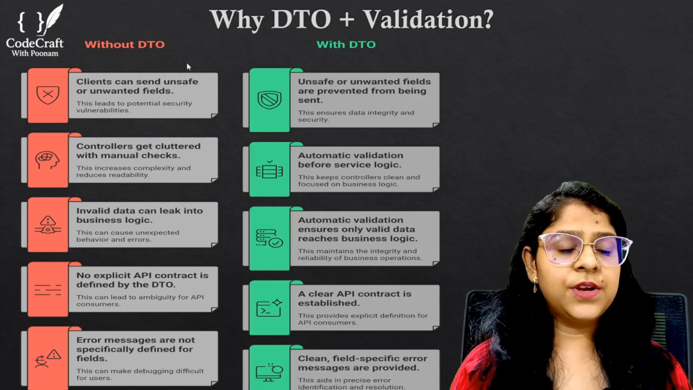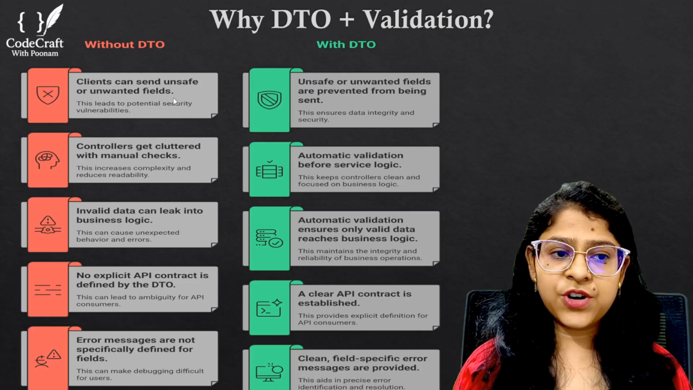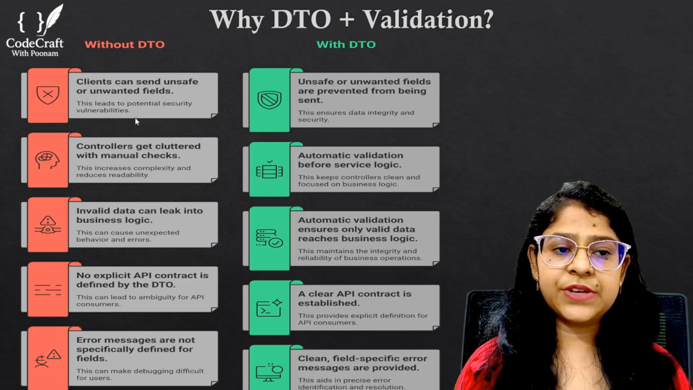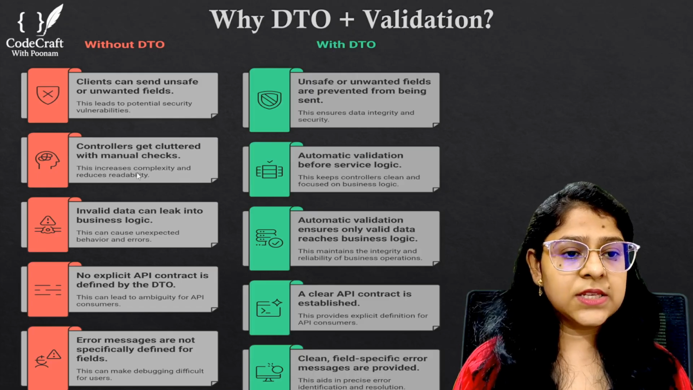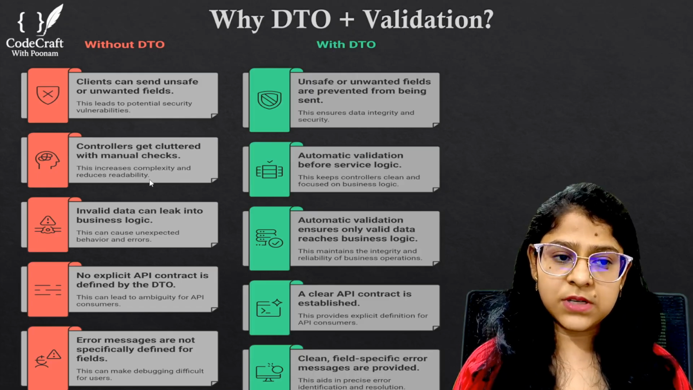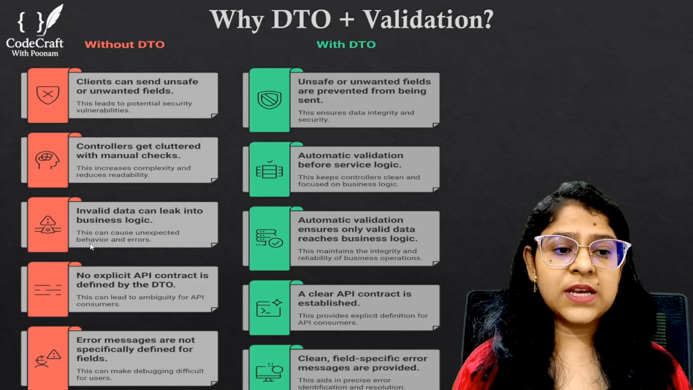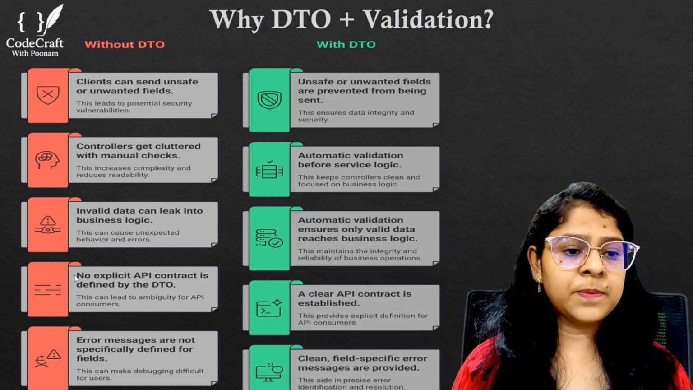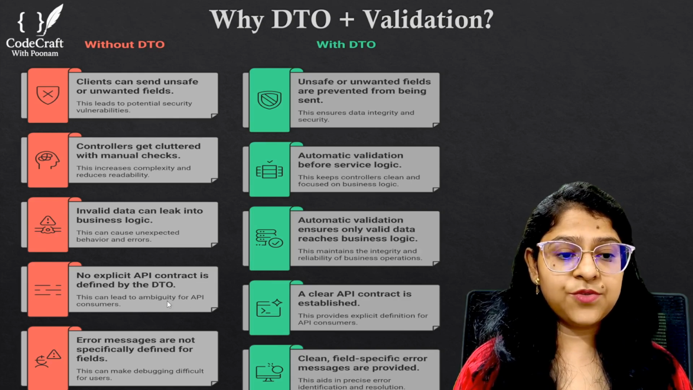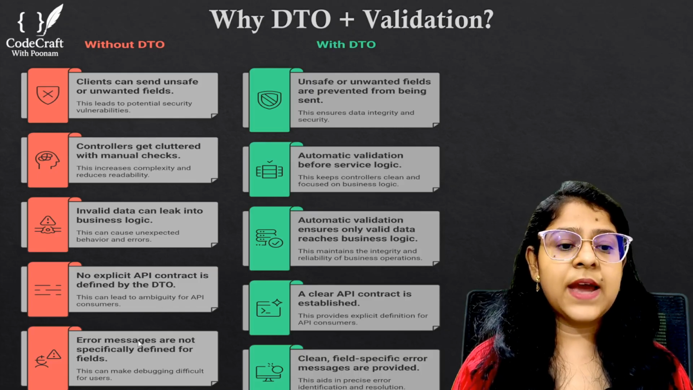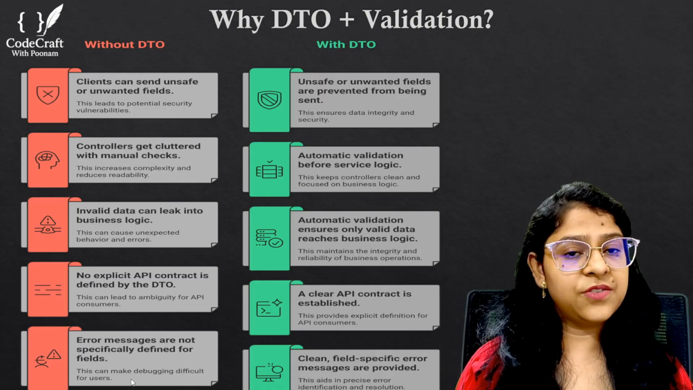So this makes our API safe and maintainable. Okay. So here you can see that without DTO and with DTO. Without DTO, clients can send unsafe or unwanted fields. So this leads to potential security vulnerabilities, right? Controllers get cluttered with manual checks. This increases complexity and reduces readability. Invalid data can leak into business logic. This can cause unexpected behavior and errors. No explicit API contract is defined by the DTO. So this can lead to ambiguity for API consumers. Okay. And error messages are not specifically defined for fields. So this can make debugging difficult for the users.